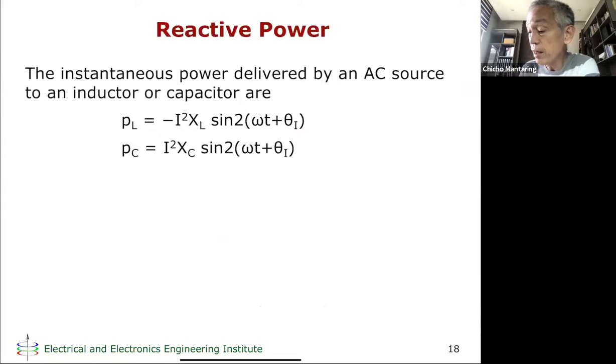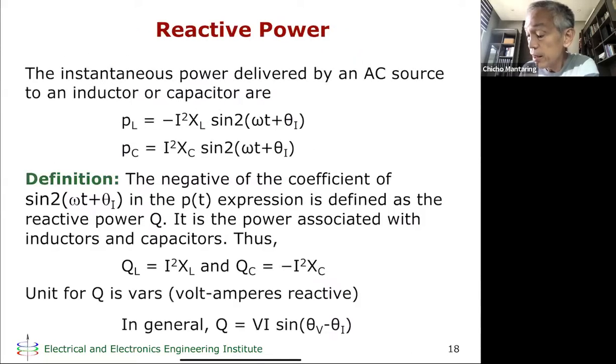So in general, your reactive power is VI sine(theta V minus theta I). And the unit for reactive power is VARS. VARS stands for volt amperes reactive.